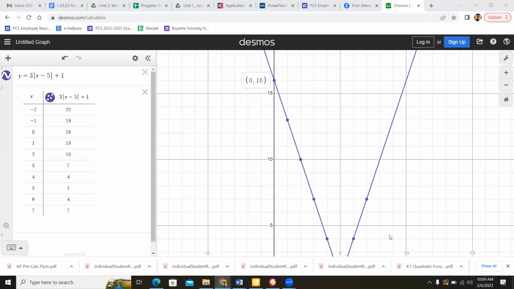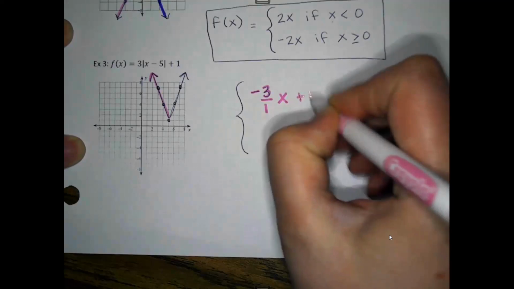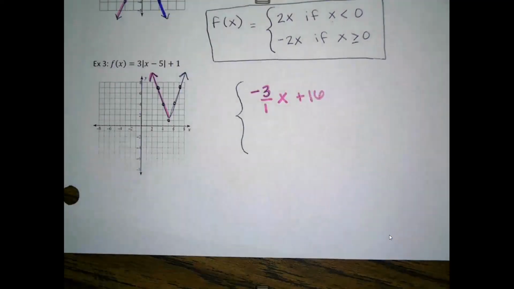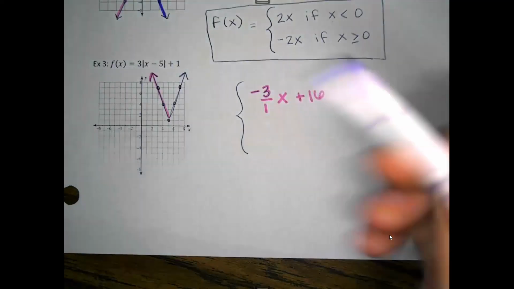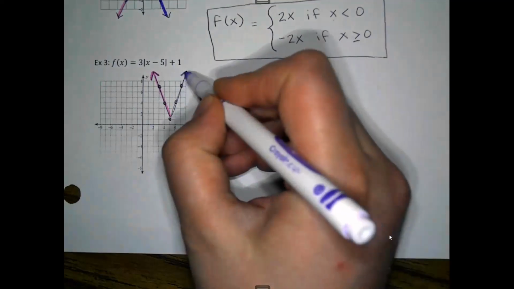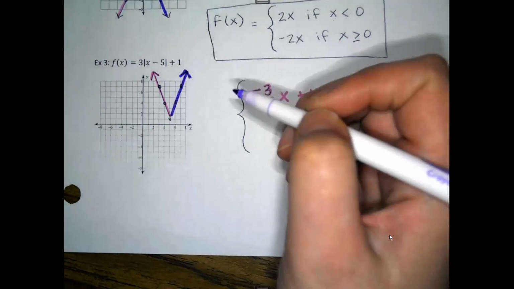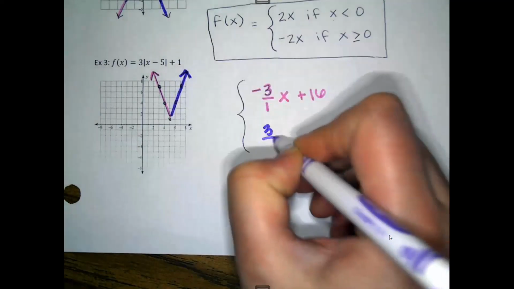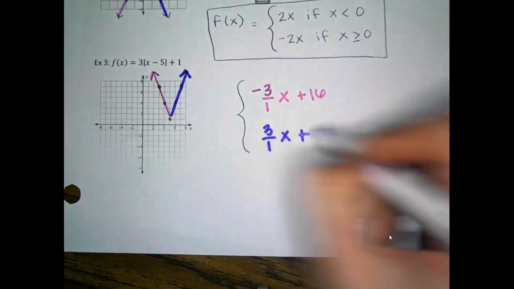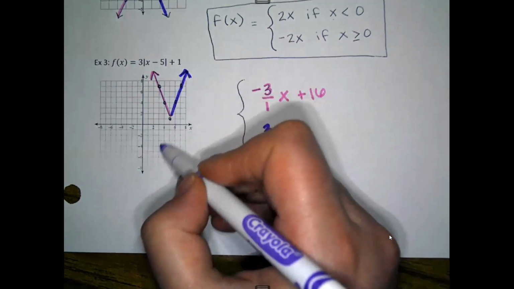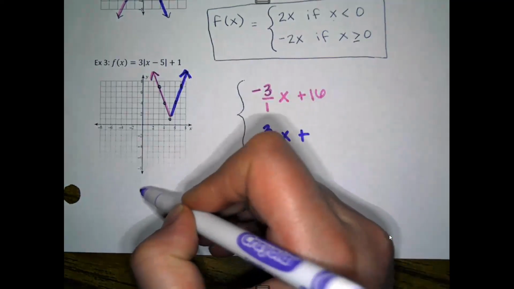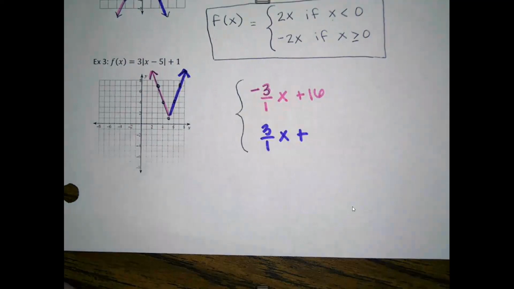So negative 3 over 1x plus 16. Okay. And then let's go ahead and do the other side. Can you guys tell what the slope is for this one? So 3 over 1x plus, and then I could follow that pattern down here, but it looks like it'd be a little bit too low. So do we think it's 16 again? Probably not 16. Let's go ahead and use Desmos to help us figure it out.